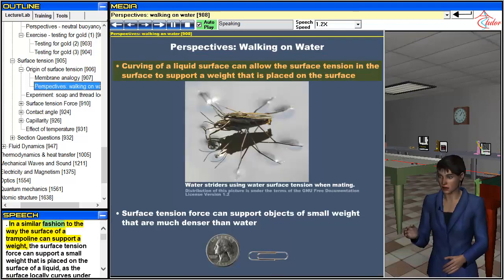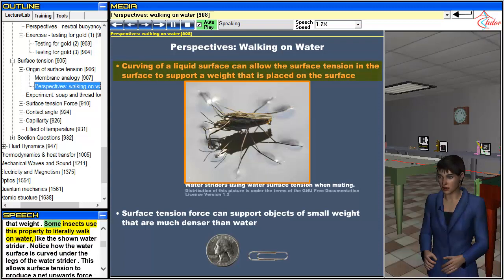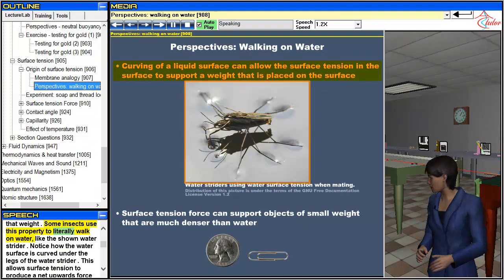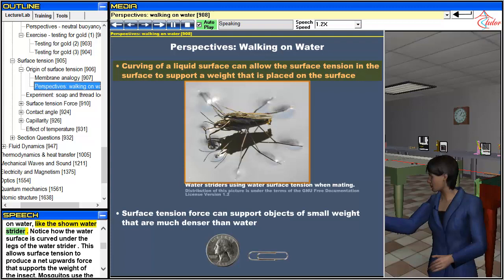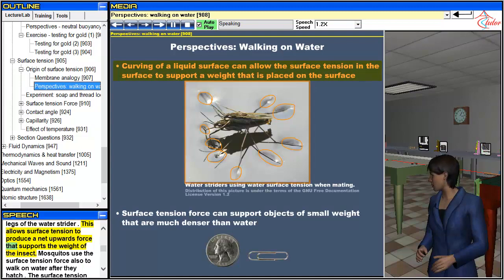In a similar fashion to the way the surface of a trampoline can support a weight, the surface tension force can support a small weight that is placed on the surface of a liquid, as the surface locally curves under that weight. Some insects use this property to literally walk on water, like the shown water strider. Notice how the water surface is curved under the legs of the water strider. This allows surface tension to produce a net upwards force that supports the weight of the insect.